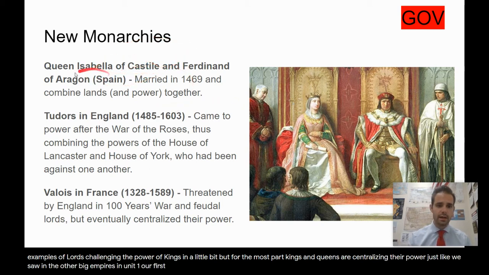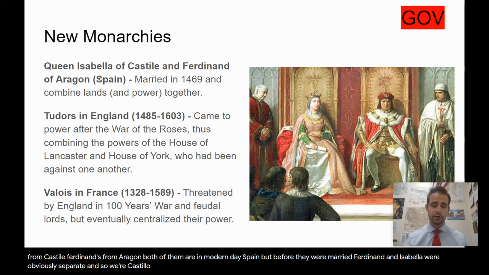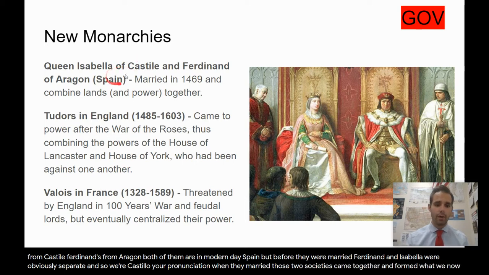Our first example is Queen Isabella and King Ferdinand of Aragon. Now, Queen Isabella was from Castile, Ferdinand's from Aragon. Both of them are in modern day Spain, but before they were married, Ferdinand and Isabella were obviously separate, and so were Castile and Aragon, depending on your pronunciation. When they married, those two societies came together and formed what we now know as Spain.